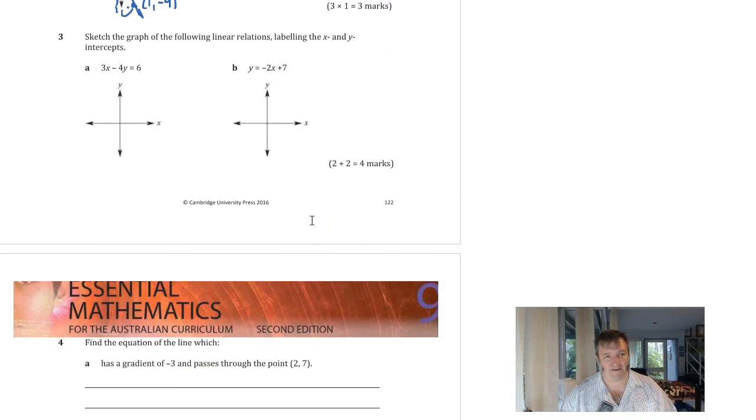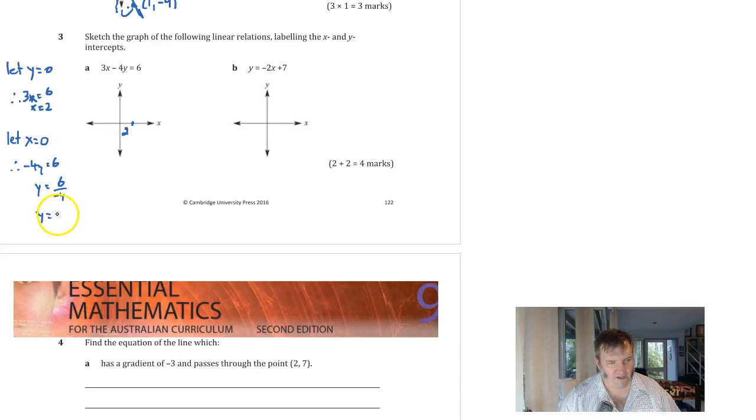Sketch the following, labeling the x and y-intercepts. Well, to find the x-intercept, I let y equal 0. So that gives me 3x equals 6, or x equals 2. So my x-intercept is 2. My y-intercept, I let x equal 0. And I've got negative 4y equals 6. Dividing by negative 4, 6 over negative 4 is, of course, negative 3 over 2, or negative 1.5.